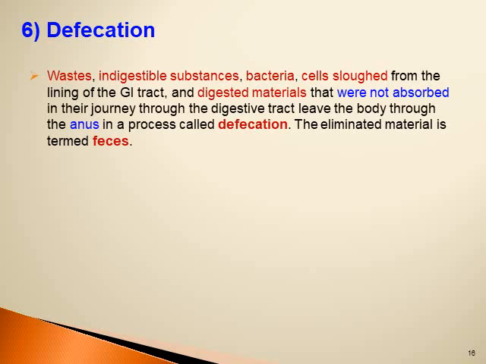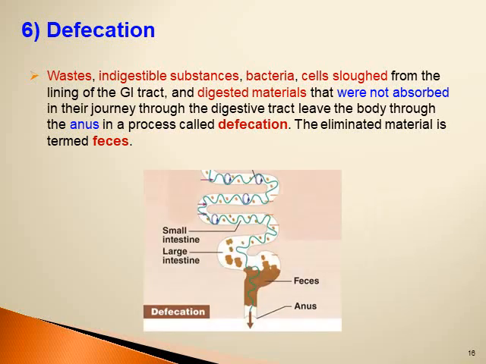Defecation, which is the last basic process of digestion. Wastes, indigestible substances, bacteria, cells sloughed from the lining of the GIT, and digested materials that were not absorbed in their journey through the digestive tract leave the body through the anus in a process called defecation. The eliminated material is called feces or fecal material. And here we can see a figure showing what defecation is.